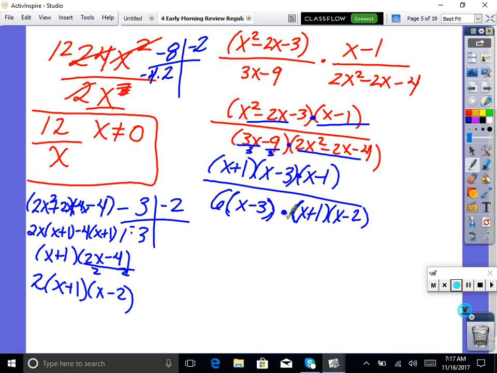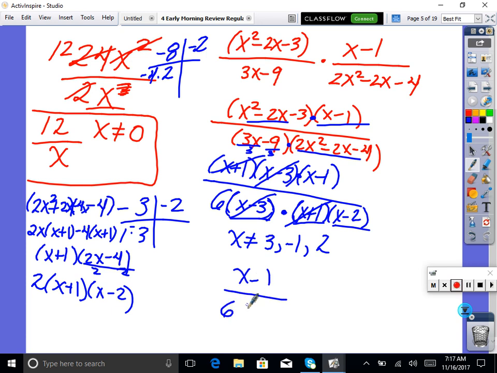Okay, well, then you would restrict. X cannot be 3, -1, or 2. And now we would divide out exact factors. X minus 3's divide out, x plus 1's divide out, and that's it. So we have x minus 1 over 6 times x minus 2.